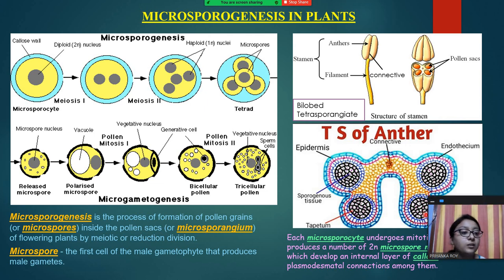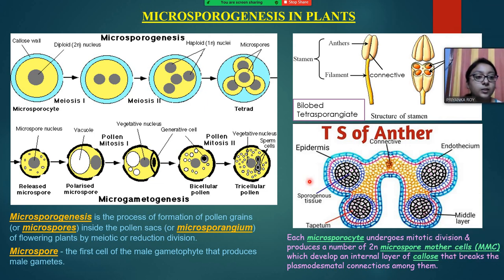In a transverse section of the anther, you can see that the sporogenous tissue lies in the middle part, and the two lobes are connected by a connective tissue. Inside the sporogenous tissue, the sporocytes are formed, covered by a number of protective layers: the epidermis, the endothecium, the middle layer, and the tapetum. The tapetum provides nutrition to the sporogenous tissue.